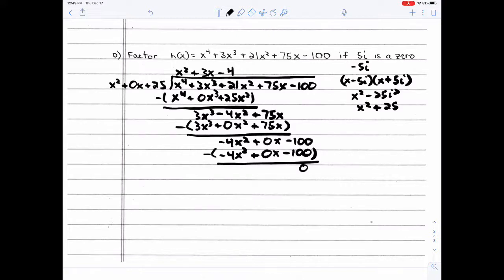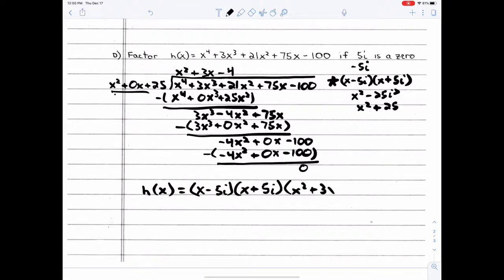Divisor times quotient. So h of x equals, now yes, this is the divisor, but again, I want to write the factors of the divisor, equals x minus 5i times x plus 5i. And now what's the quotient? x squared plus 3x minus 4. And now we'll factor that. Well, fortunately, it factors.